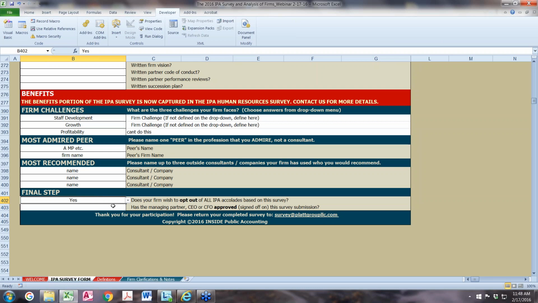In row 403, to help ensure that all data submitted is correct and to reduce the need for clarifications, please have the managing partner, a CEO, or the CFO approve this survey prior to submission. So once you're done with that, you're going to be saving this entire thing, and then in row 404, you'll see where to send the completed survey at platgroupllc.com.